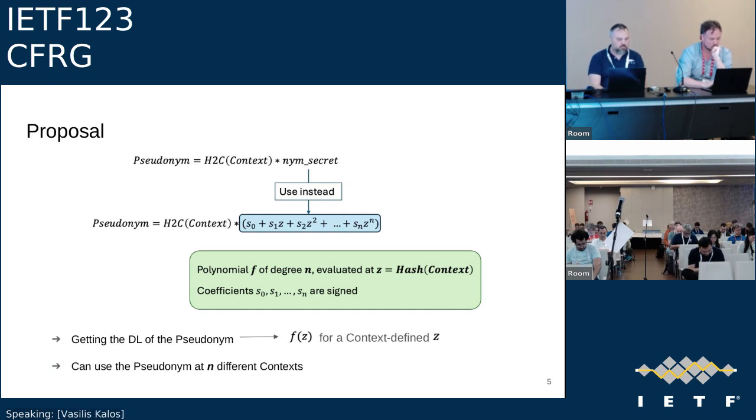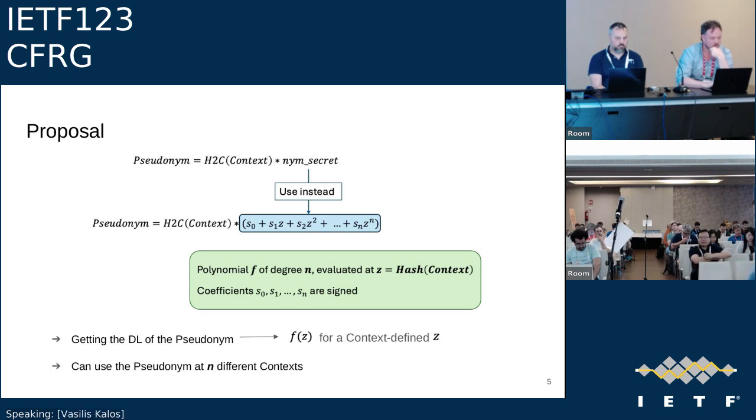Thank you. So our suggestion to fix this is, instead of using this one secret value that is signed, to use a polynomial evaluation where the polynomial is signed. When I say the polynomial is signed, for now I just mean that the coefficients of the polynomial are signed. Then this polynomial is evaluated at some context-specific scalar. What this achieves is that if the degree of the polynomial is n, you get n different pseudonym usages, meaning you could use this pseudonym in n different contexts without worrying about being correlated by a post-quantum computer later on.